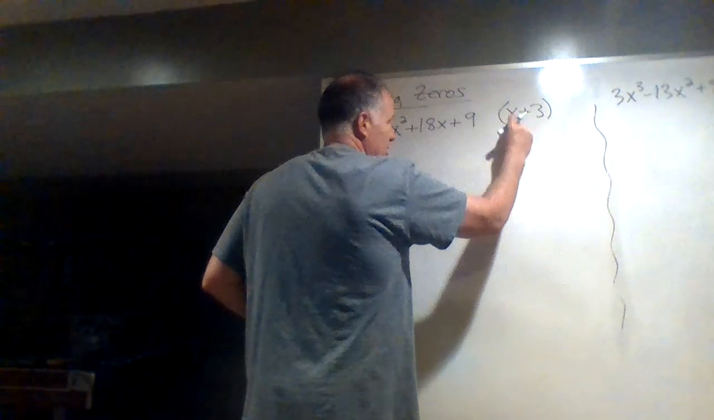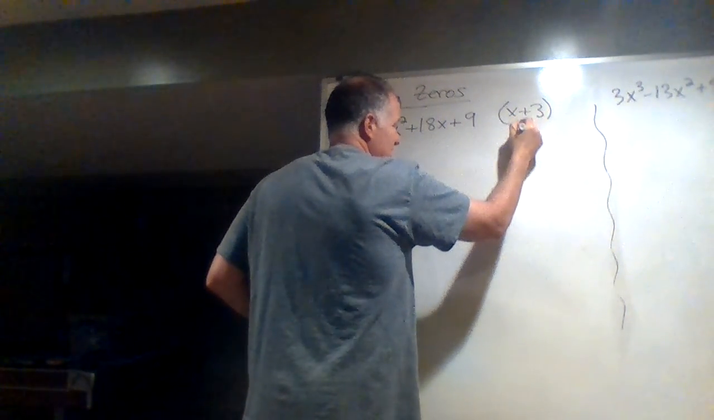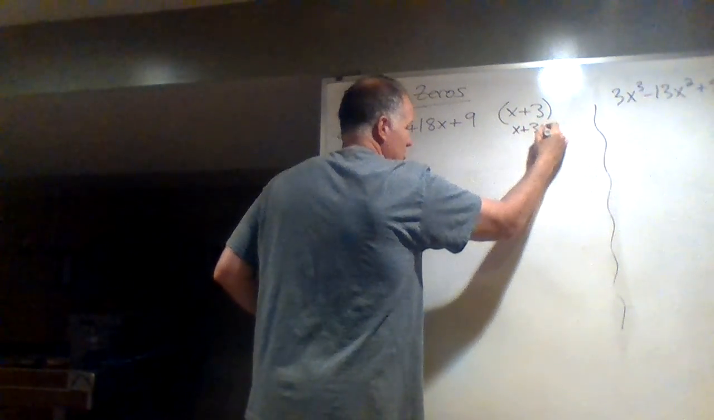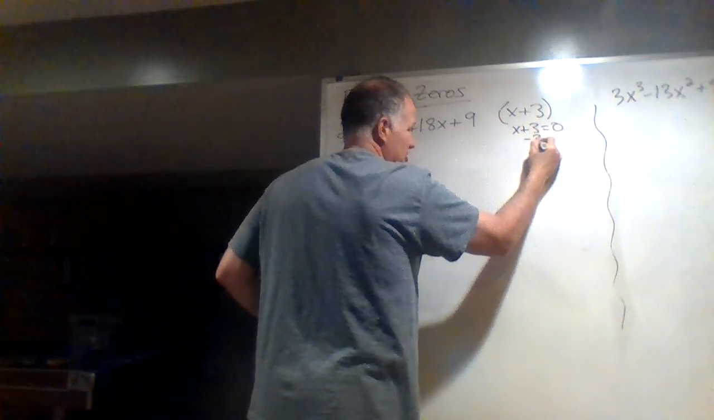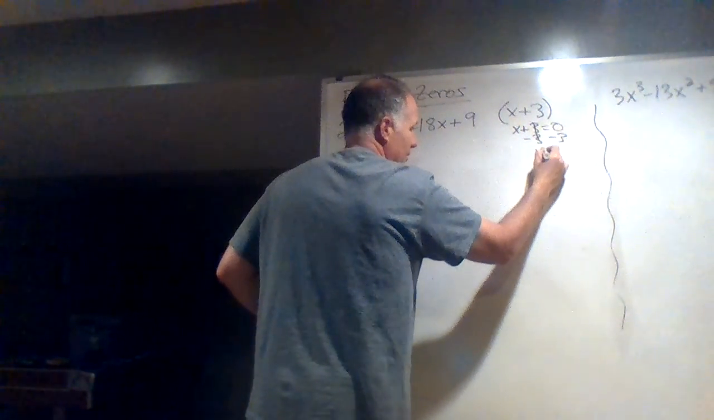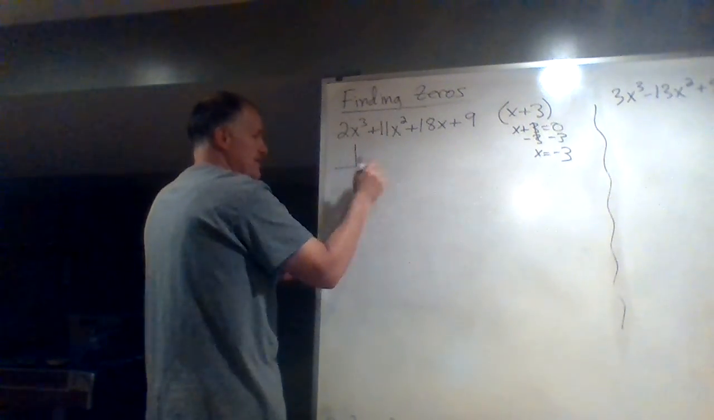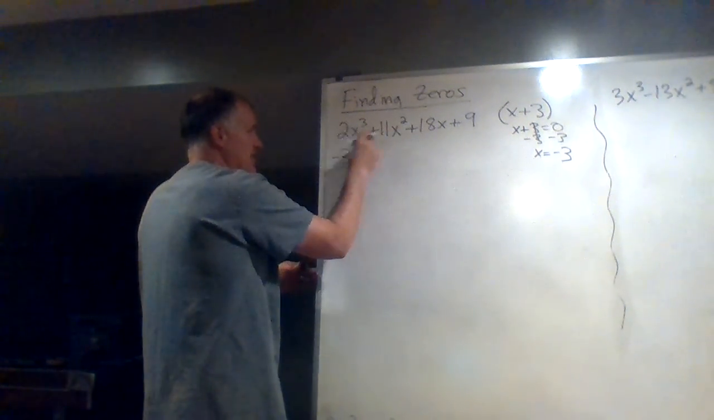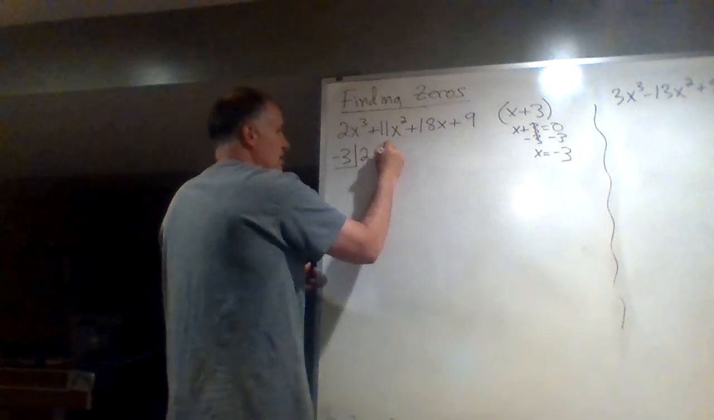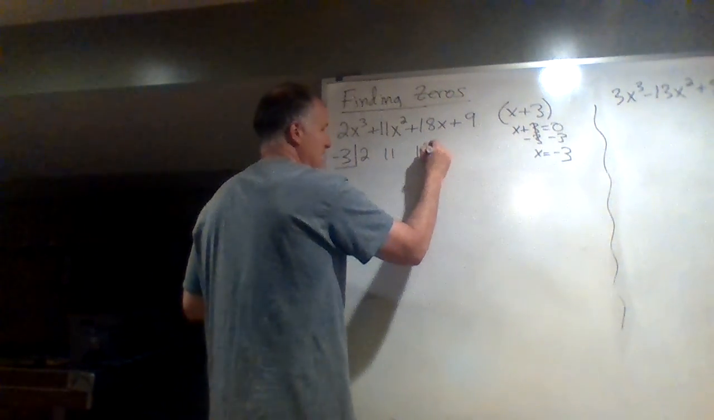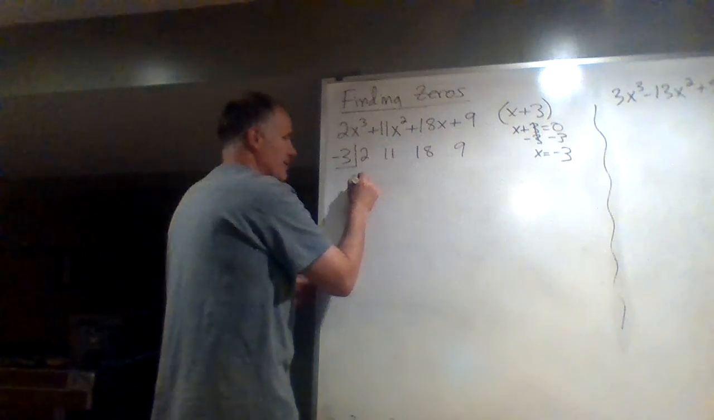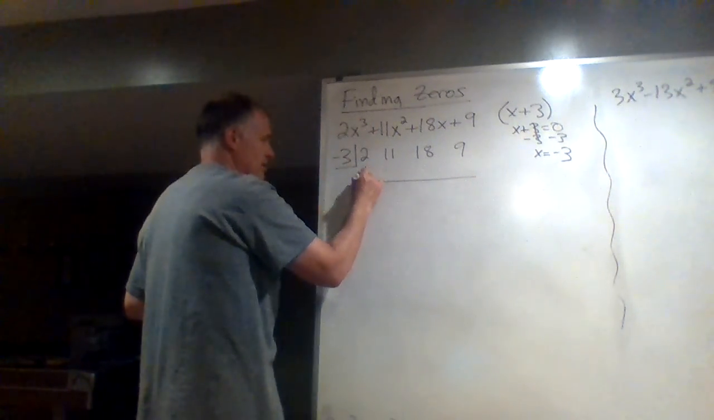So we'll go quicker through this first part. Remember, guys, whatever sets this equal to 0 and solves, so this is going to be the plus 3, so minus 3, okay? So remember, what's in the box is the opposite sign, so -3, and then these coefficients, 2, 11, 18, and 9. Okay, we'll do our synthetic division.